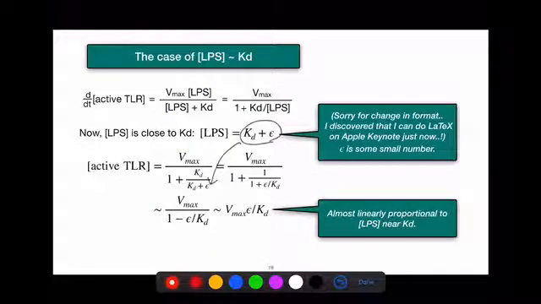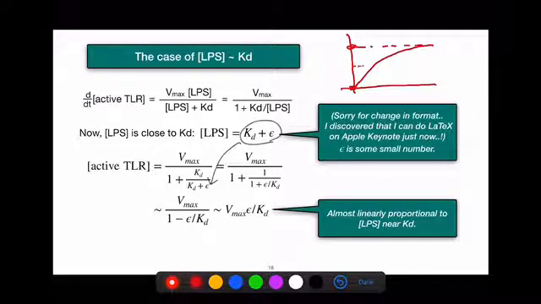What about the concentration in between? So we just talked about this extreme and this extreme, and it will go like that. And just halfway, we have KD. And around here, things can be linearized. So we can do the linearization and see that, in fact, around this range, active TLR will increase linearly.